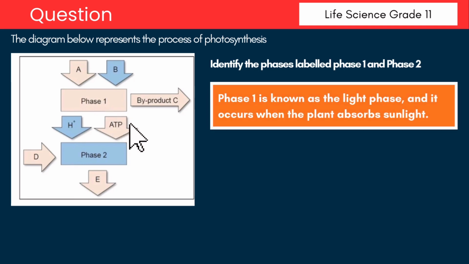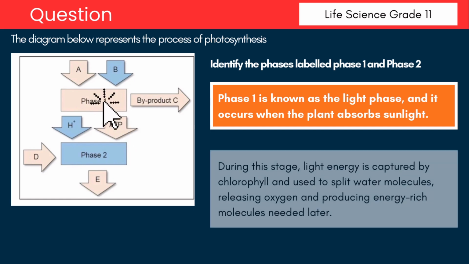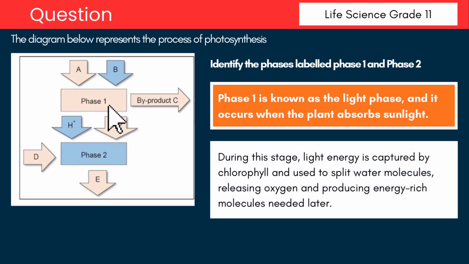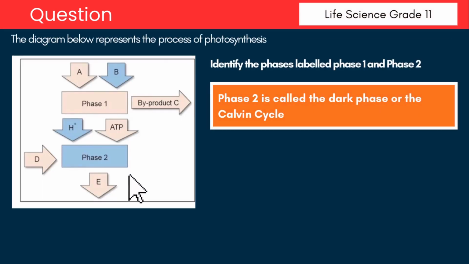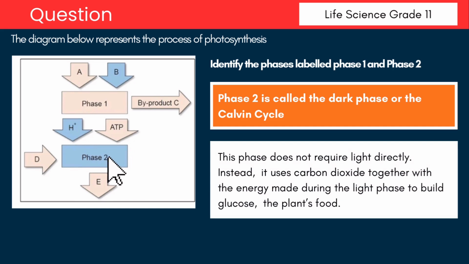Phase 1 is known as the light phase, and it occurs when the plant absorbs sunlight. During this stage, light energy is captured by chlorophyll and used to split water molecules, releasing oxygen and producing energy-rich molecules needed later. Phase 2 is called the dark phase, or the Calvin cycle. This phase does not require light directly. Instead, it uses carbon dioxide together with the energy made during the light phase to build glucose, the plant's food.